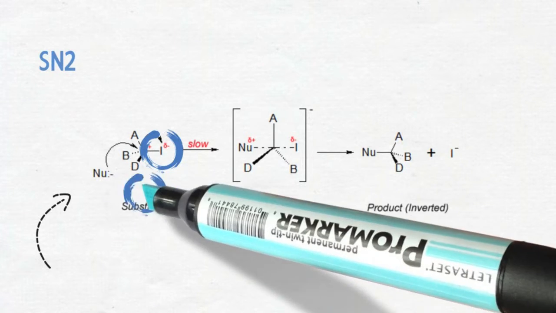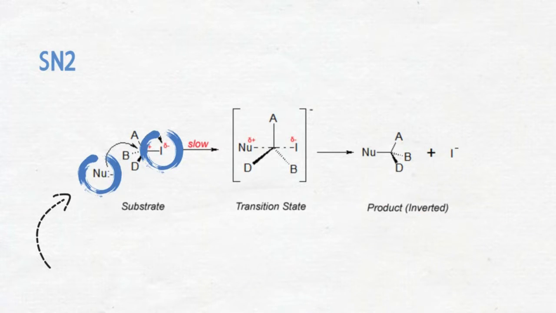In this case, iodine is the X group. The nucleophile, with its lone pair of electrons, attacks the partially positive carbon atom 180 degrees away from the C-I bond. The nucleophile forms a bond with the carbon at the same time that the C-I bond breaks. This results in the formation of the trigonal bipyramidal transition state, shown in brackets. This state cannot be isolated.